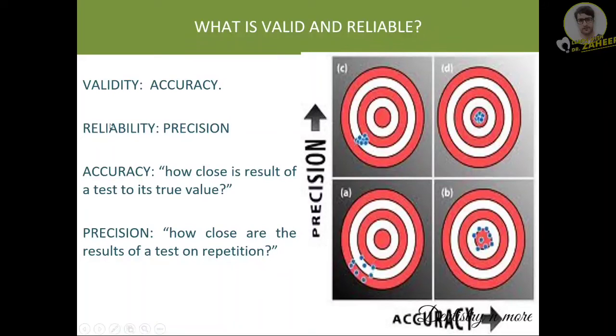Before that, validity means nothing but accuracy. So how accurate is the result of the test compared to its true value? If 100 people are having disease, how accurately is it reproducing the test result? Whereas reliability is precision: how close are the results of a test on repetition, that is reliability.